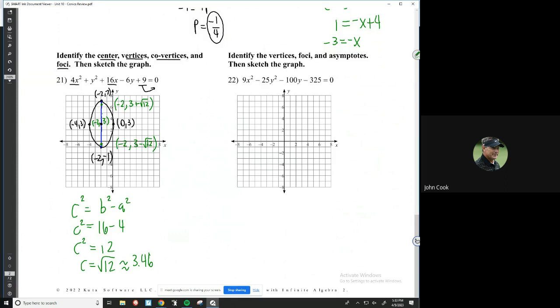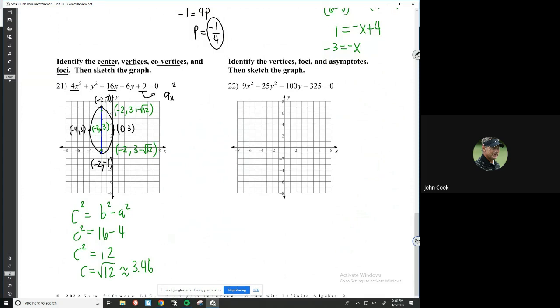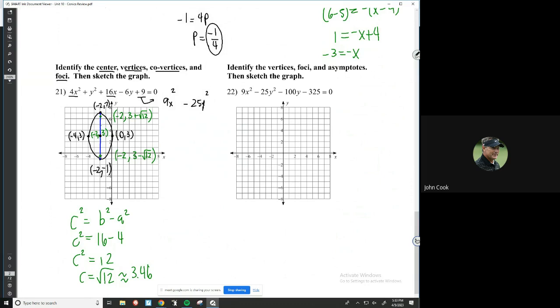All right, so first, we complete the square to make this thing look nice, get the equation out of it. So we group the x's together, 9x squared. Oh, there's no other x's, okay. And then the y values are going to be a minus 25y squared, minus 100y. And then I'll move the other thing to the other side, so 325.